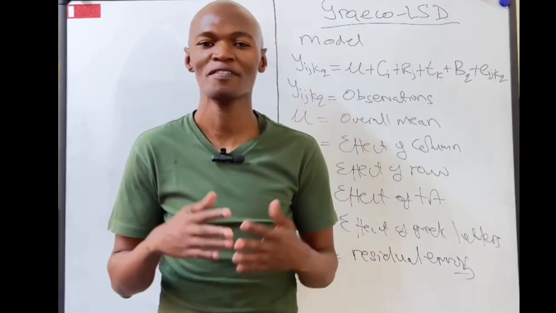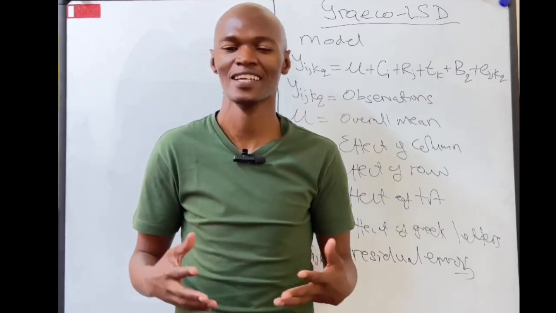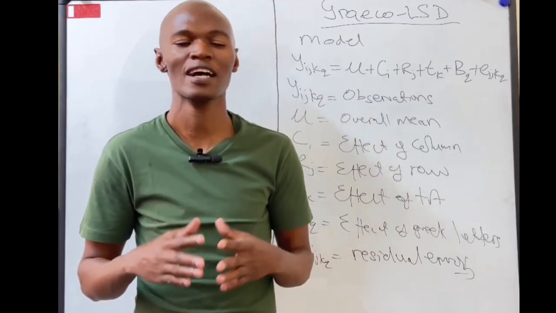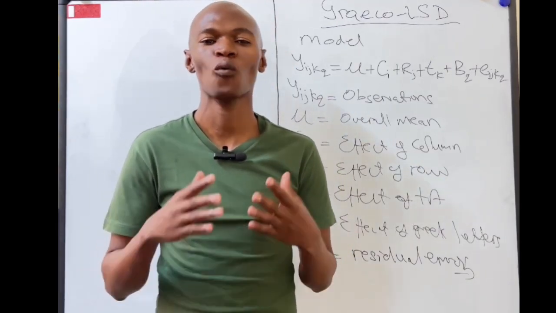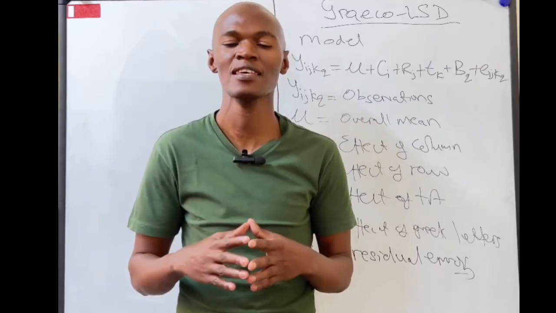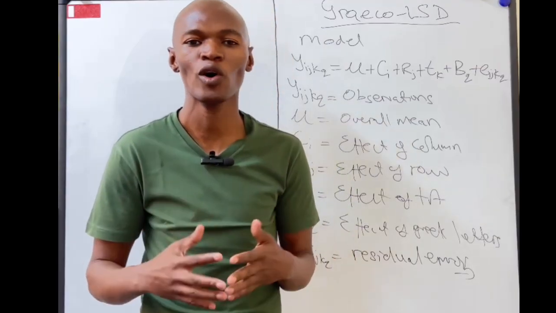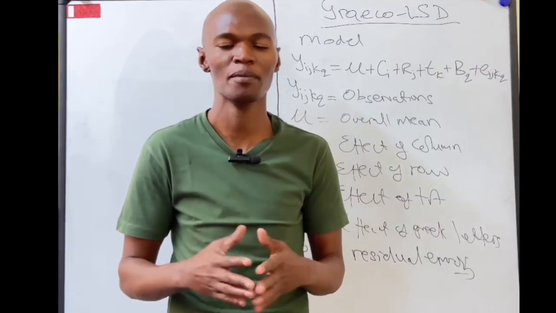To recap, we have covered the Graeco-Latin square design. This design is only applicable when we observe three factors that might cause variation in your experiment.